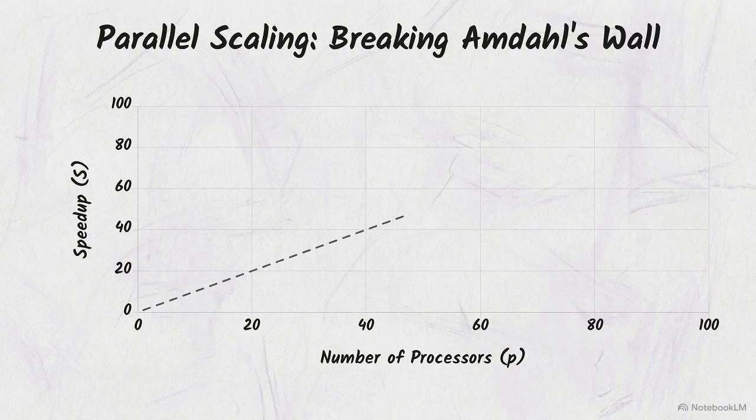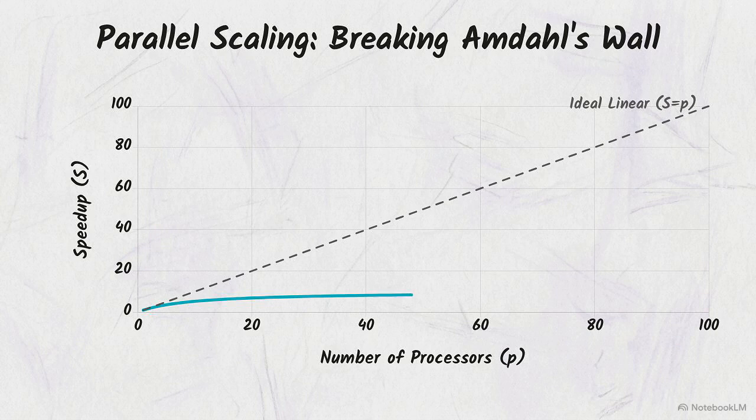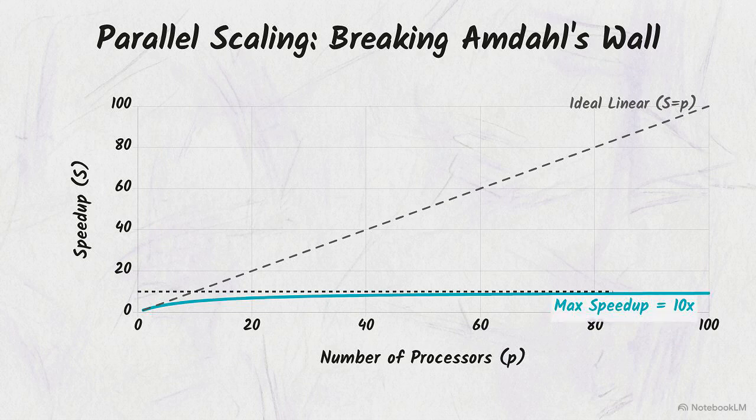Look at this graph charting speedup versus processor count. Amdahl's law proves that if your problem size is fixed, the sequential fraction of your code, called f, creates an inescapable maximum speedup of 1 divided by f. If 10% of your code is sequential, your maximum speedup is 10, even with 1,000,000 processors.